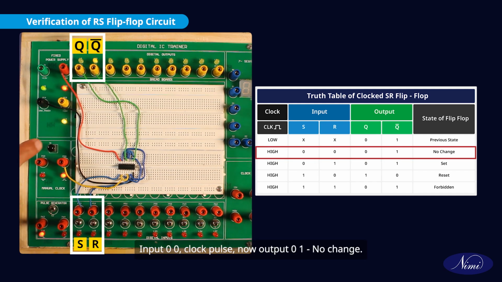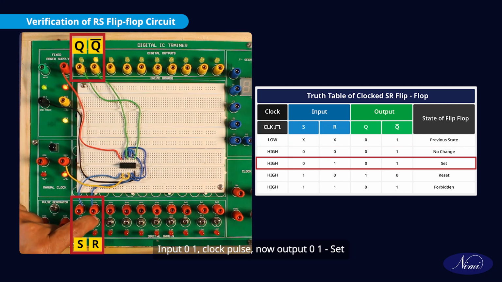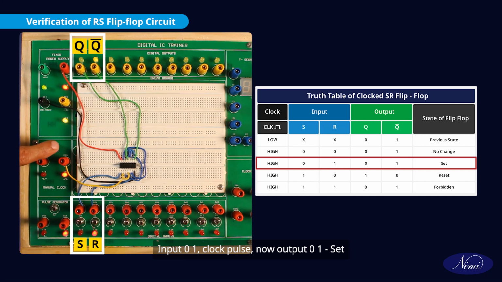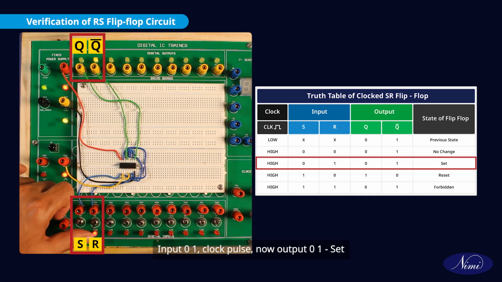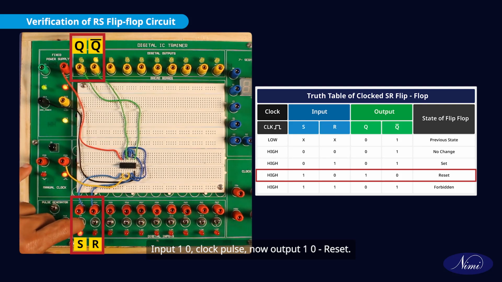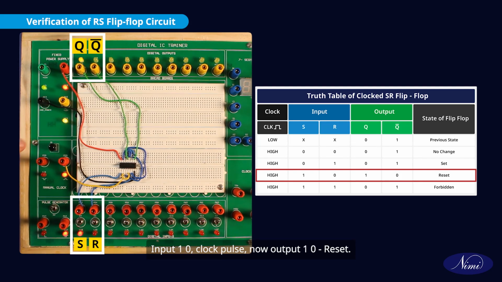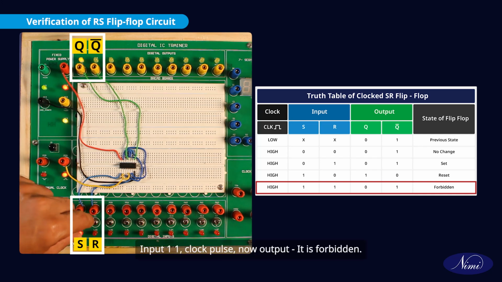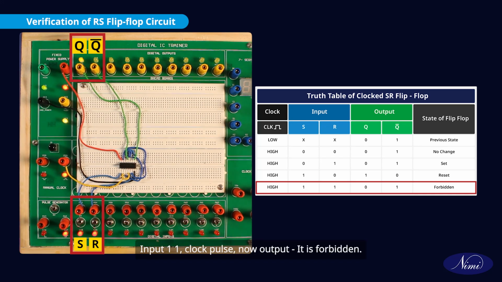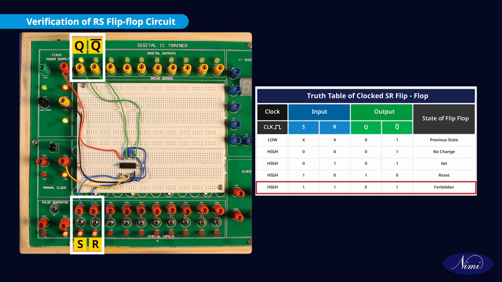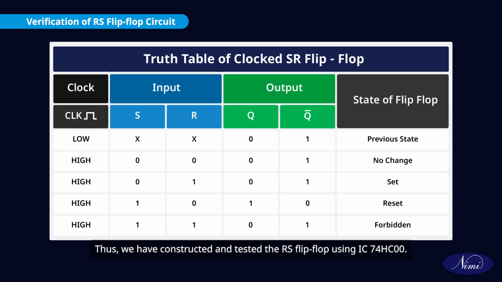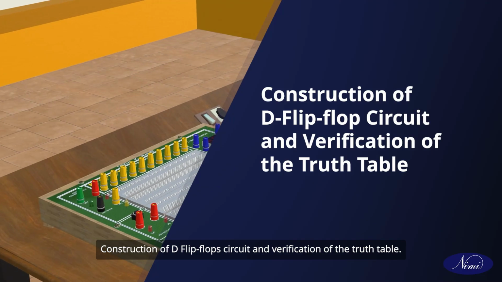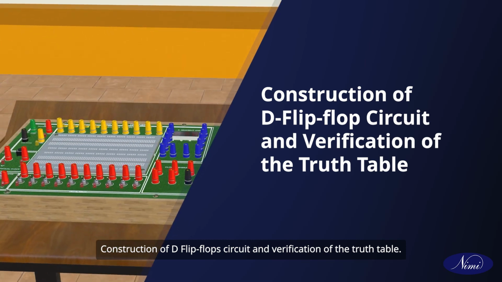Input 0, 0, clock pulse, now output 0, 1, no change. Input 0, 1, clock pulse, now output 0, 1, set. Input 1, 0, clock pulse, now output 1, 0, reset. Input 1, 1, clock pulse, now output it is forbidden. Thus, we have constructed and tested the RS flip-flop using IC74HC00.